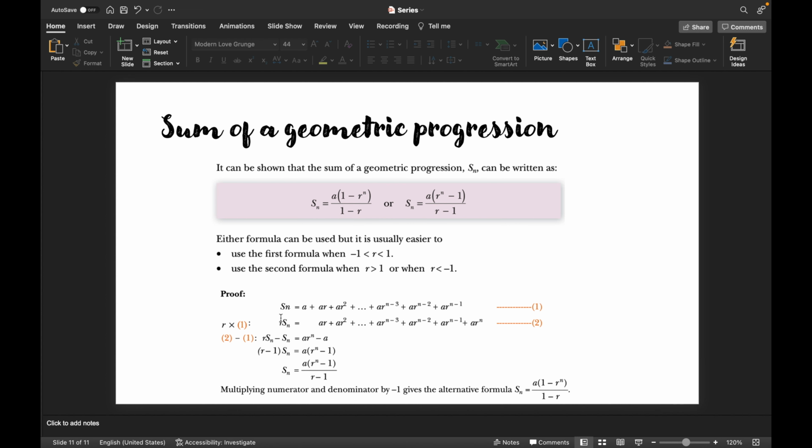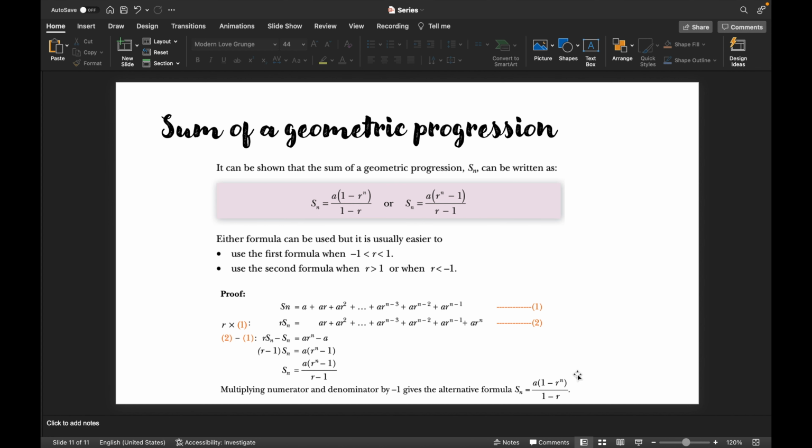And then we have the sum of a geometric progression. There are two ways in which you can represent it. Both of them will give you the same answer. It can be shown that the sum of a geometric progression, Sn, using the same notation, is a multiplied by 1 minus r to the power of n, divided by 1 minus r, where r is the common ratio and n is the number of terms. Or you can write this as a multiplied by r to the power of n minus 1, divided by r minus 1. Either way, you're going to get the same thing.